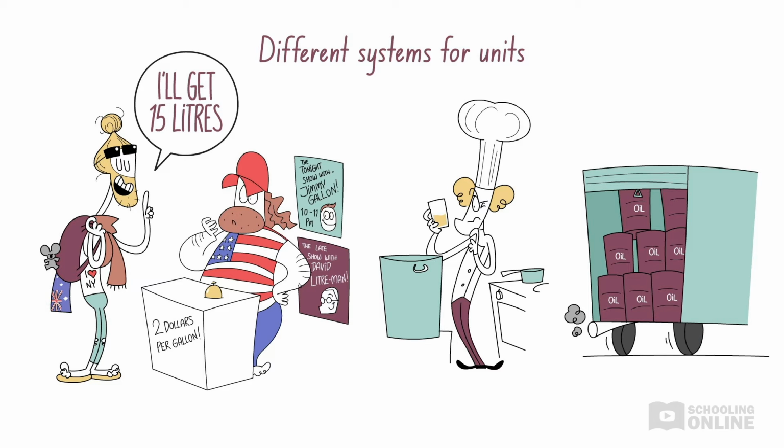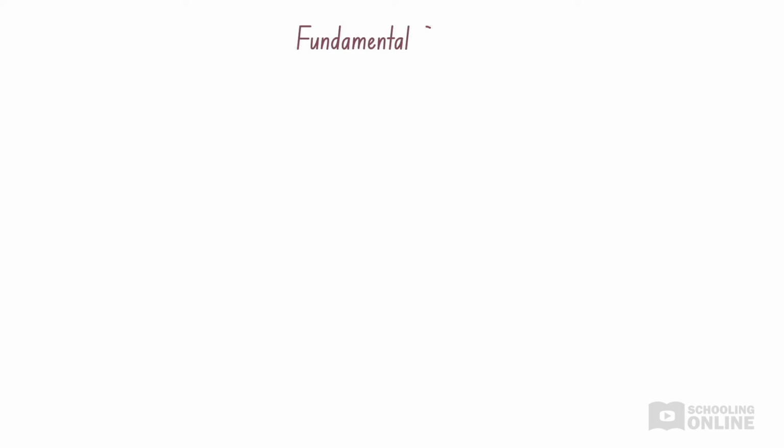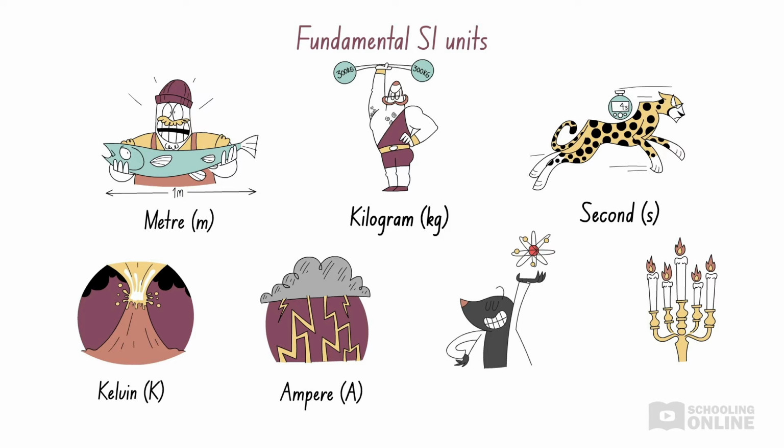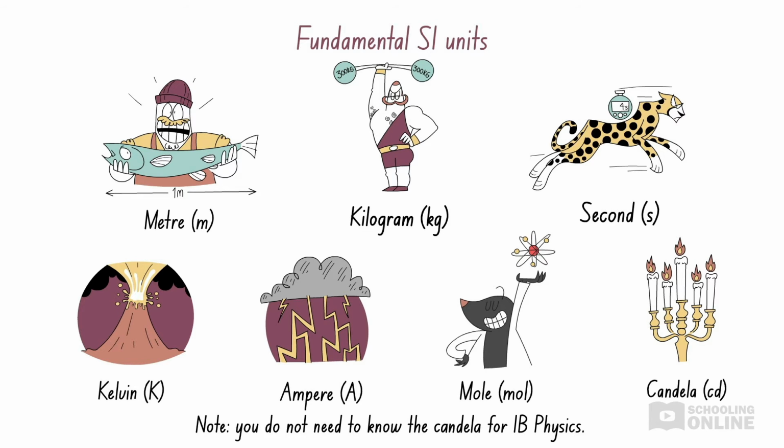In science, we need to include units with all our measurements so that people understand exactly what quantities we are referring to. This is achieved by agreeing upon a standard set of units, the SI unit system. The SI unit system is built upon 7 fundamental units. They are the metre for length, the kilogram for mass, the second for time, the kelvin for temperature, the ampere for electric current, the mole for amount of substance, and the candela for luminous or light intensity.